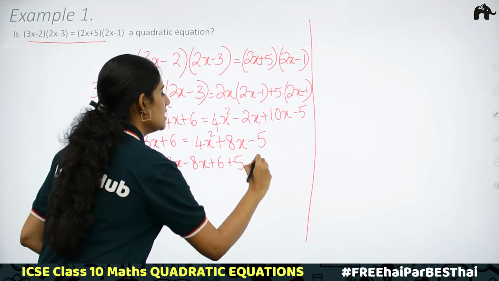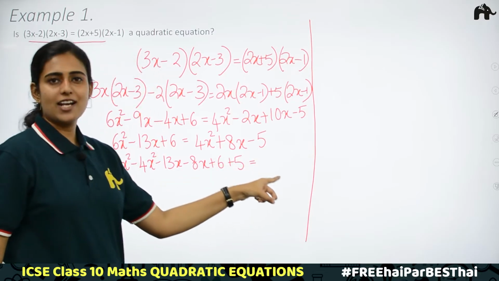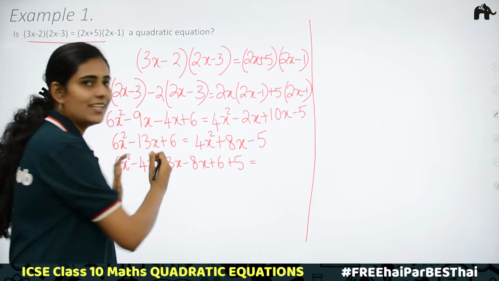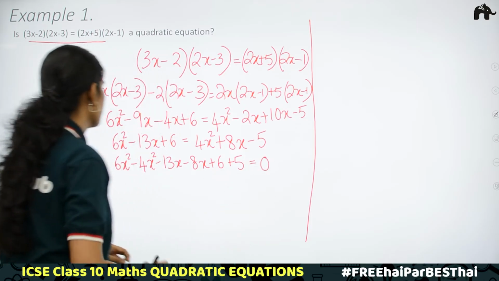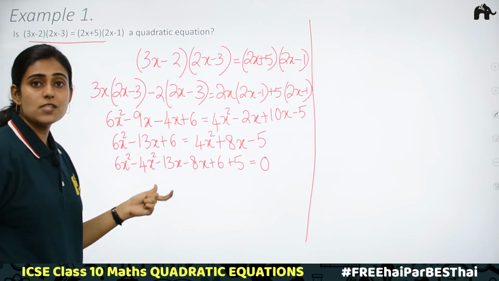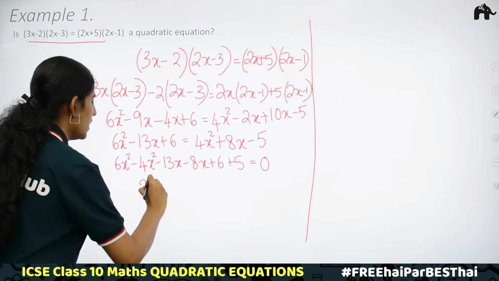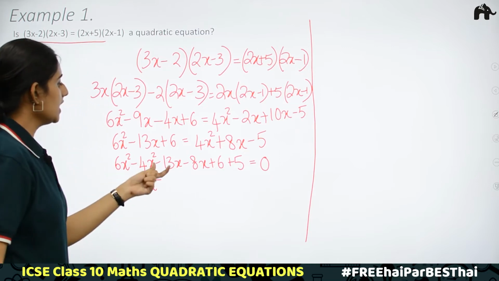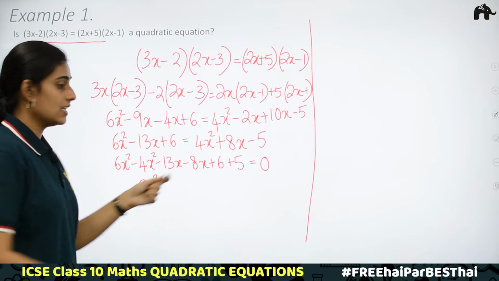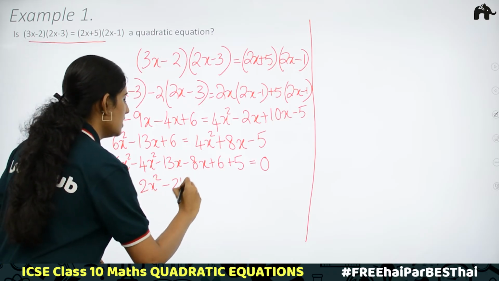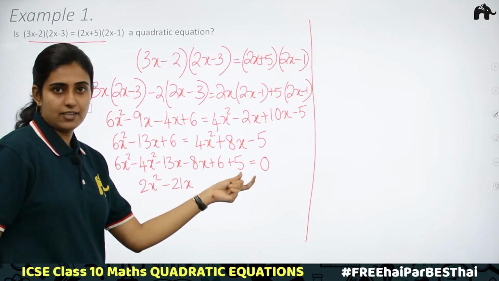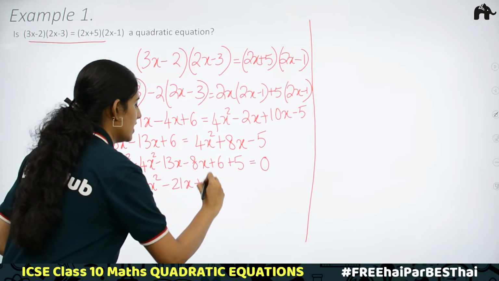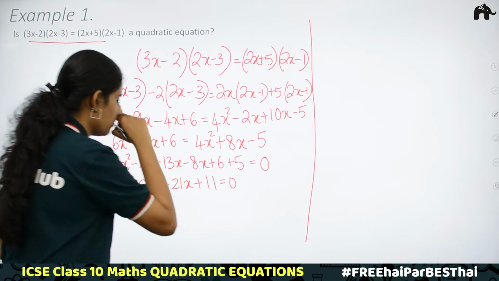Plus 5 is equal to, what about the RHS? When you have removed everything, in the RHS you will be getting 0. 6x square minus 4x square, that is 2x square, minus 13x minus 8x, which is minus 21x, plus 6 plus 5, plus 11, is equal to 0.